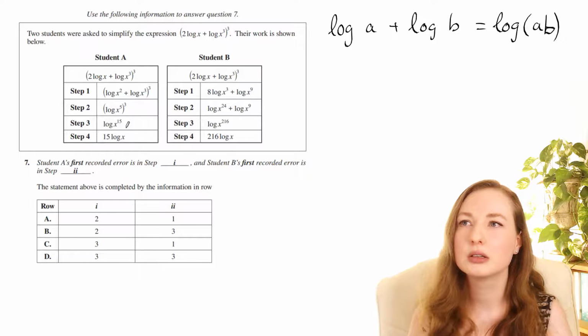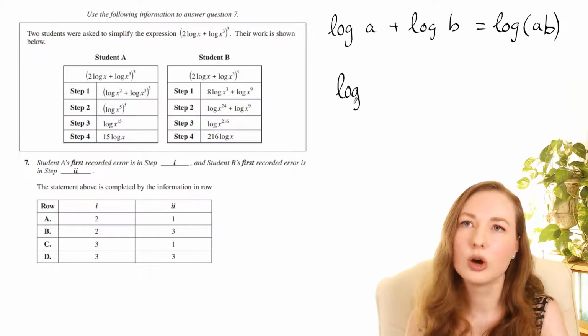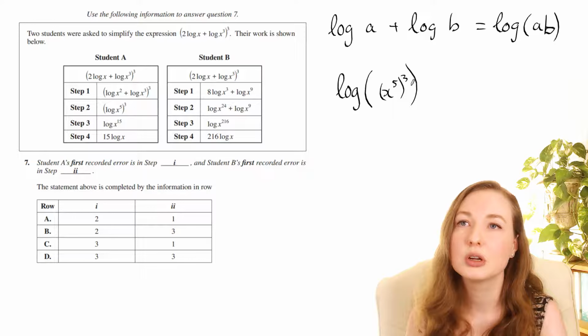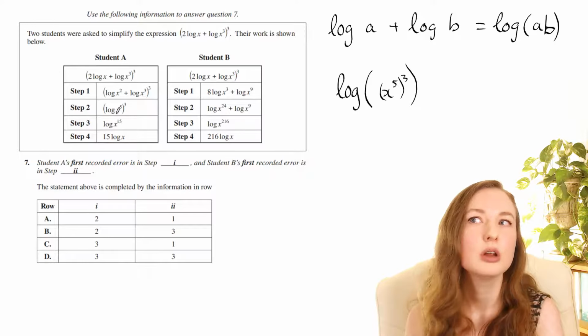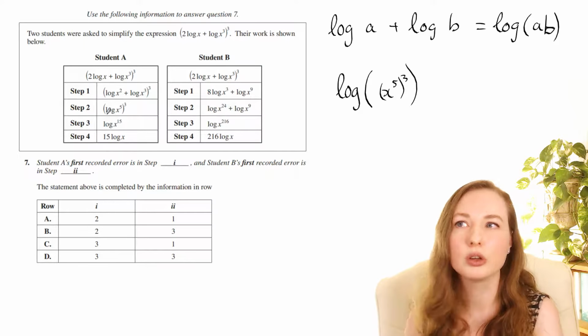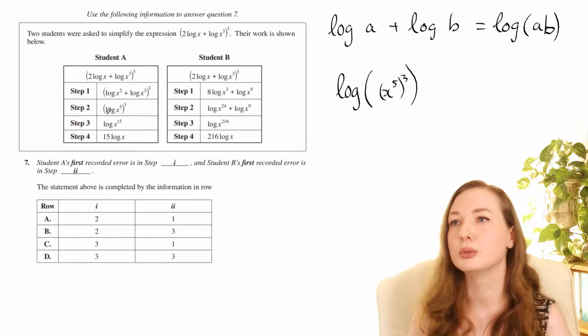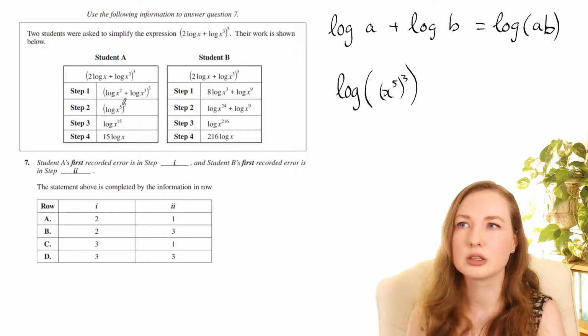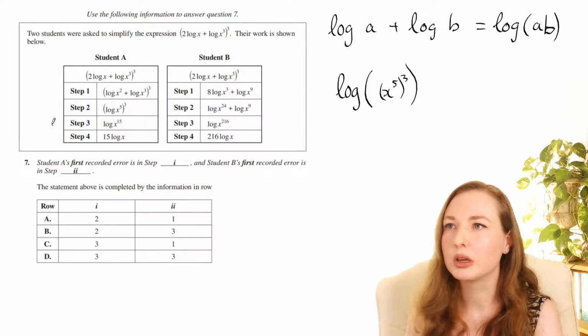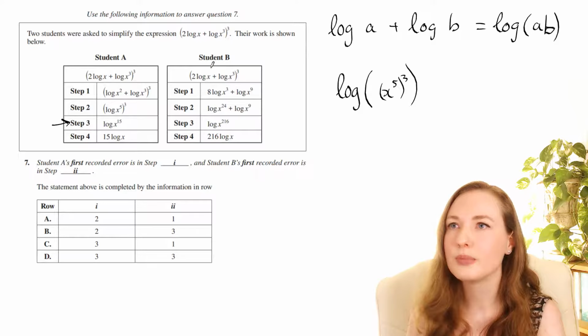Now that doesn't actually make sense. If you had log of x to the 5th and that was cubed, that would be fine, that would make that. But that's not what we have here. We've got log of x to the 5th, and then all of that is cubed. Now there's no law that says that you can just multiply these together to make that. So that's where we went wrong with student A, is in step 3.